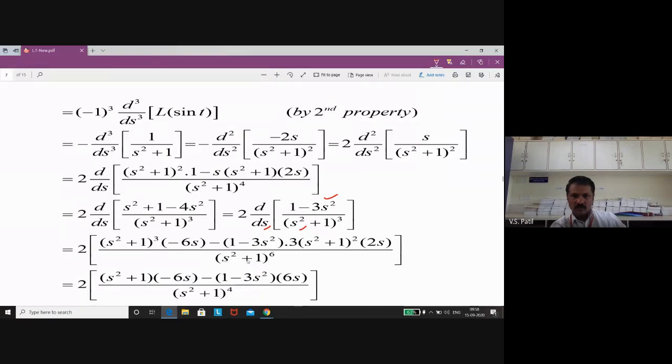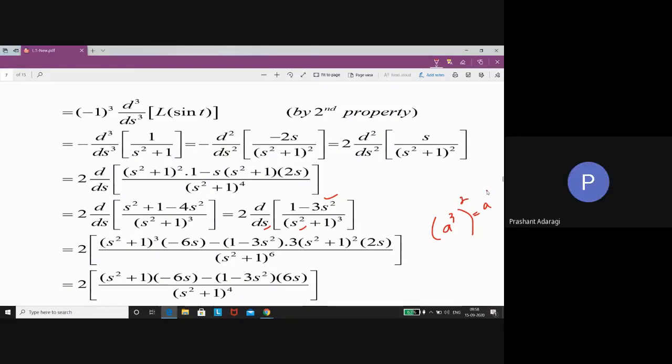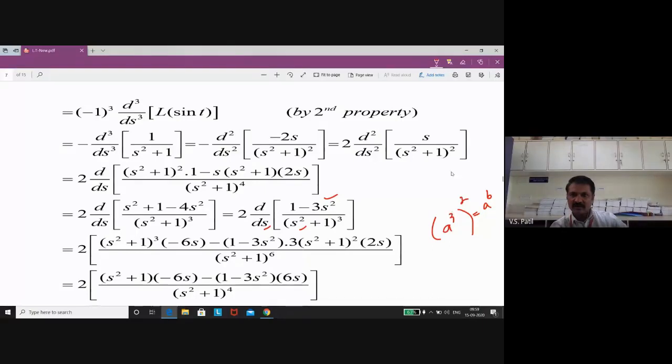Denominator square is what? s square plus 1 whole cube raised to 2. How will you write this? a cube raised to 2, how will you write this? a raised to 9 or 6? 6. Okay, a raised to 6. Who said 9? It is the theory of indices: a raised to m raised to n means a raised to m into n, not m raised to n. So this becomes a raised to 6, that is 3 into 2. Is that clear?